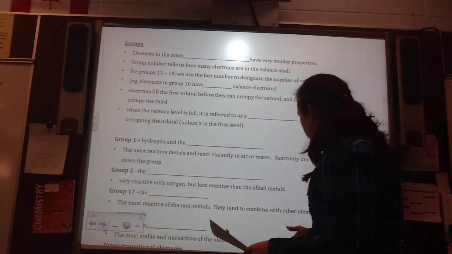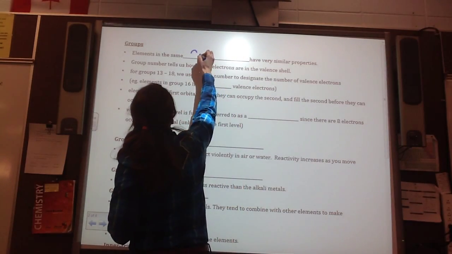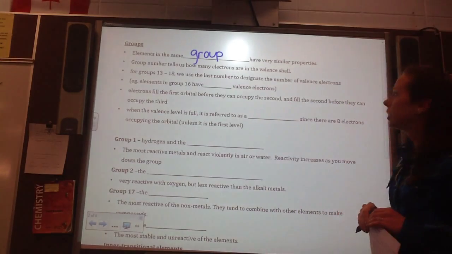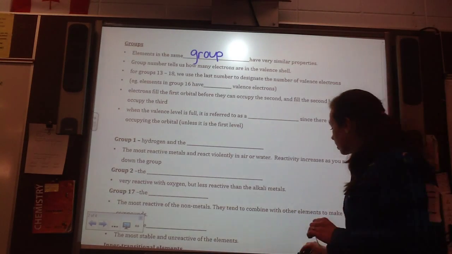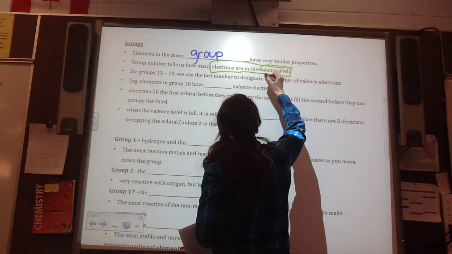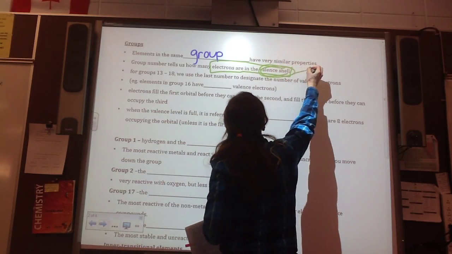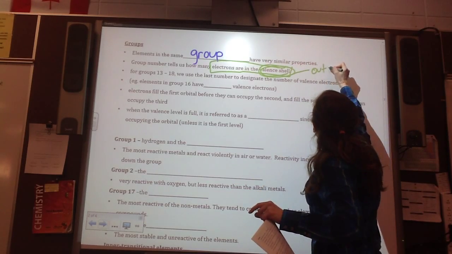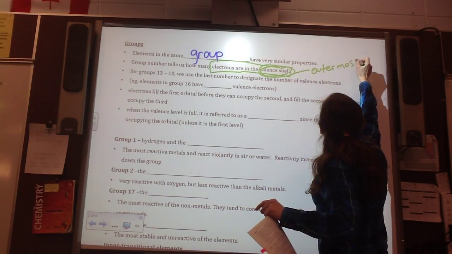So groups. Elements in the same group have very similar properties. Group number tells us how many electrons are in the valence shell. Now, do you remember what valence shell means? The outermost energy level.